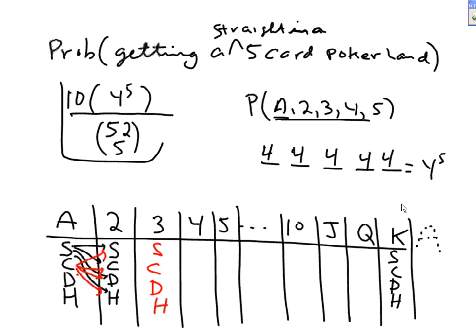This here is the probability of getting a straight in a 5-card poker hand. Now, some poker players may say, well, you included straight flushes. Well, that's also a straight.